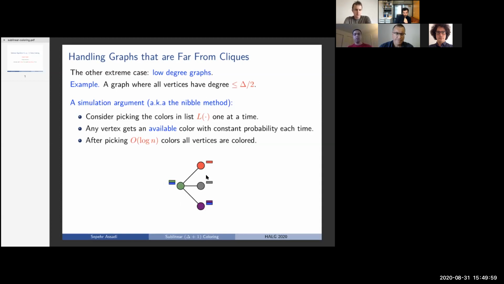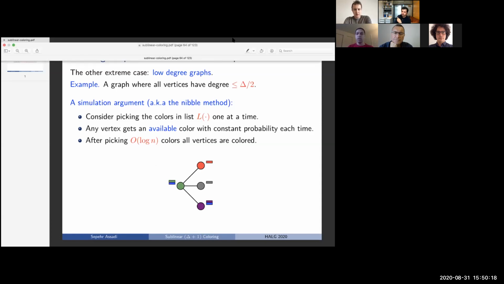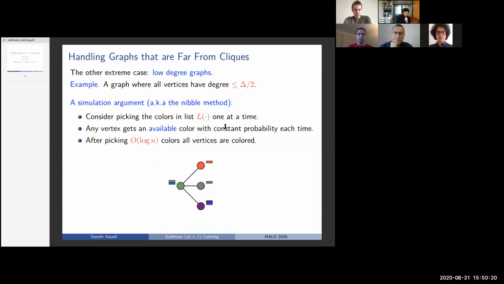The reason this is helpful is that if the degree of every vertex is delta over 2 and I sample from delta colors, at every step I have a probability of at least half to color each vertex. So after order log n steps, or after having lists of size log n, I'm able to color the entire graph. So for coloring the low degree graphs, this is actually quite easy.